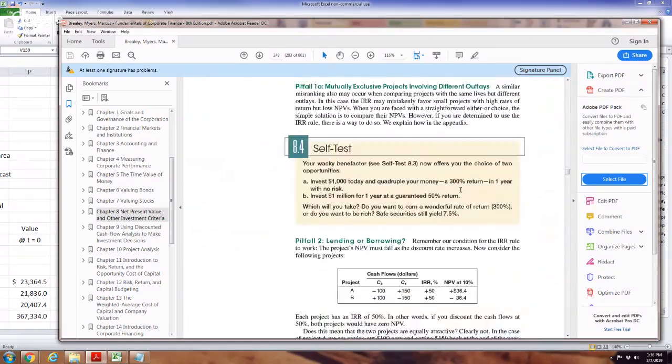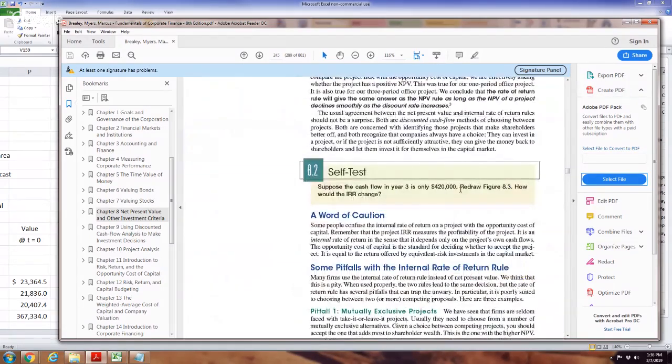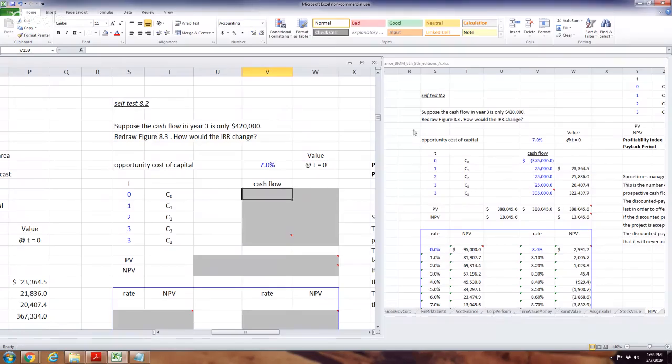This is the King Cole problem. We're at this particular self-test, PDF 245. Like I said, always keep up with the book as we go along.